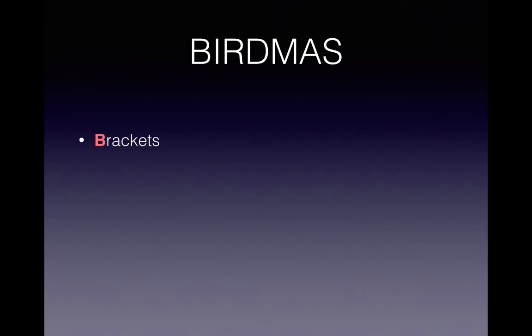B stands for brackets, meaning you follow all of these patterns until you have a single number inside the brackets. Once that's the case, you work out the indices and the roots. So indices are exponents or powers, and the roots are square roots, cube roots, and so on and so forth.